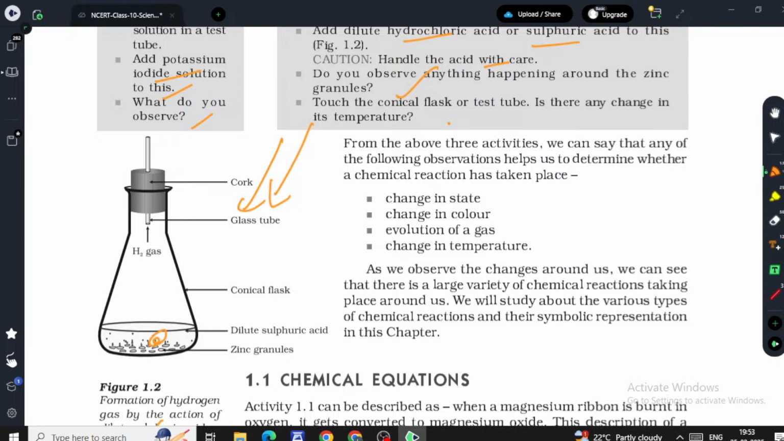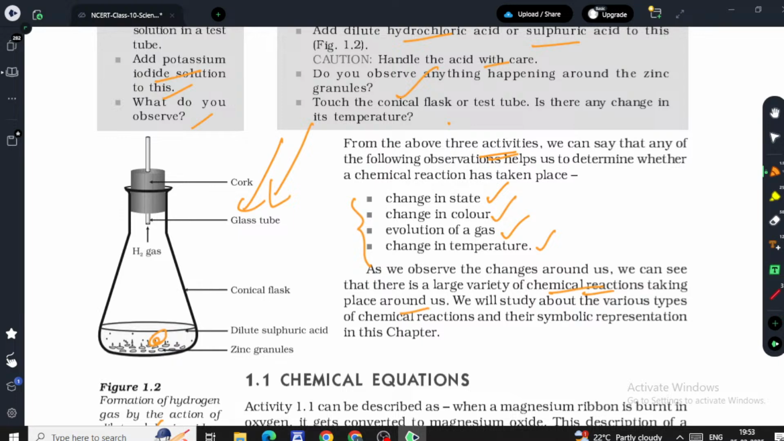Now, from the above three activities, we can say that any of the following observations helps us to determine whether a chemical reaction has taken place: change in state, change in color, evolution of gas, change in temperature. These are the main determining factors. Okay, as we observe the changes around us, we can see that there is a large variety of chemical reactions taking place around us.